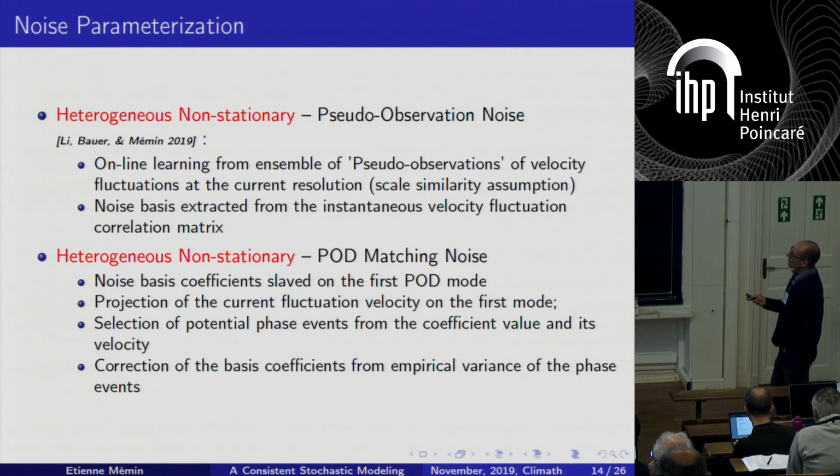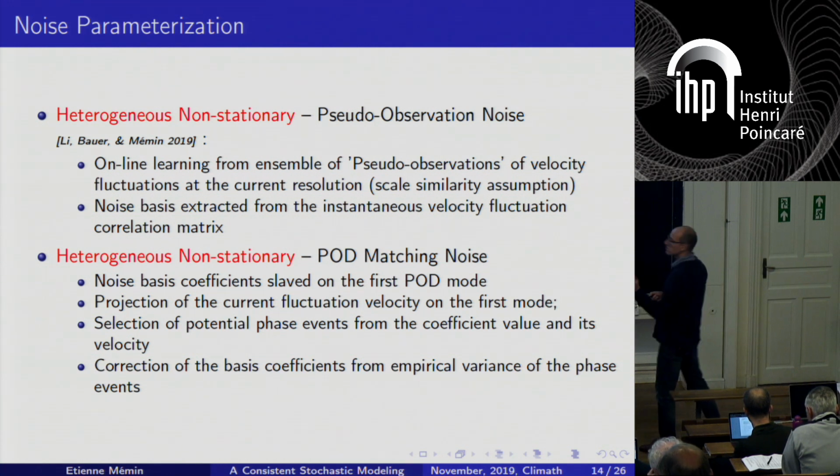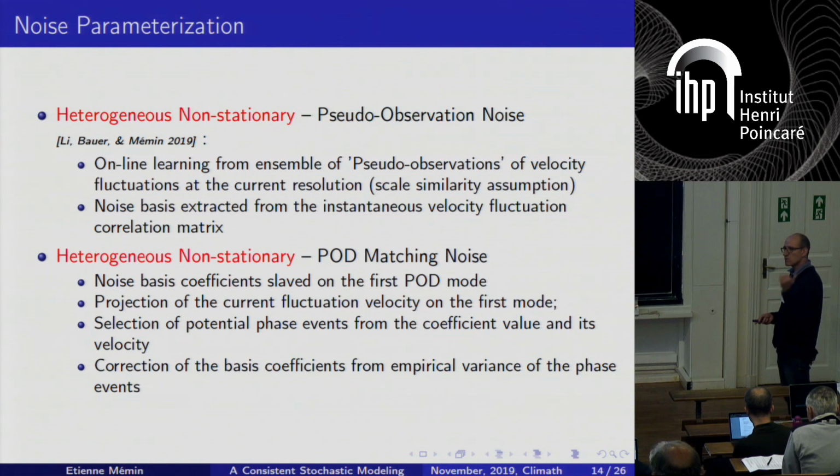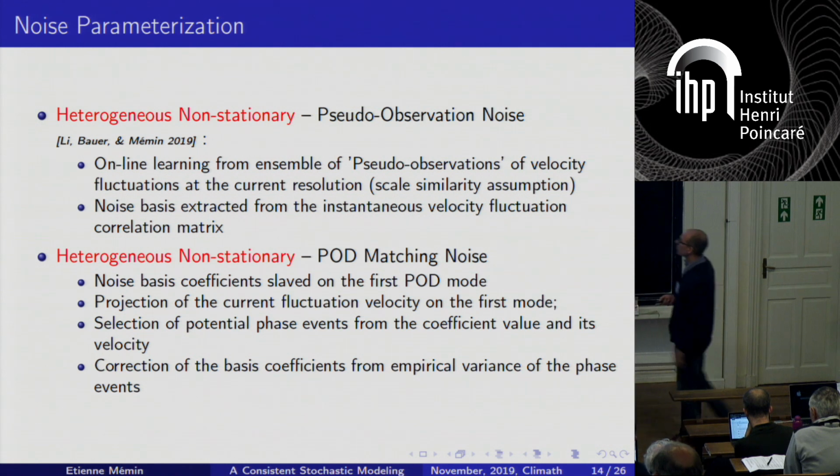The other way to go from POD stationary noise to a non-stationary noise consists in slaving the basis to the first POD mode. It means that you have to project the velocity fluctuation on the first mode to select the events corresponding to the value of the coefficient of this projection. You can select a series of events in the phase space that corresponds to the value of this coefficient, and then correct by the empirical variance the coefficients of your noise decomposition. So in that way, you have slaved the basis to the first mode values.